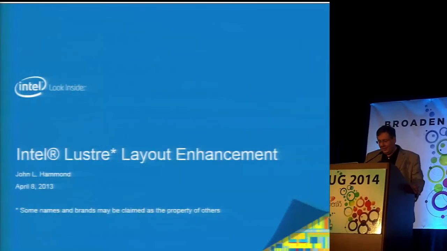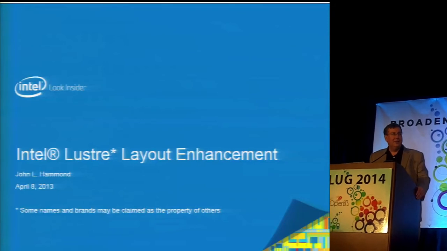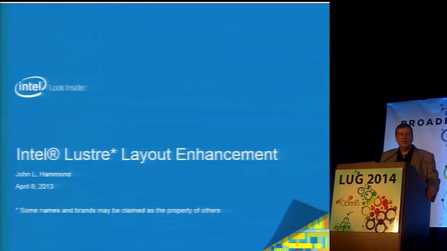Ladies and gentlemen, John Hammond, Lustre Core Engineer at Intel. He's going to talk to us about layout enhancement, which is one of the features that OpenSFS has paid good money for a design. John Hammond, you the man.